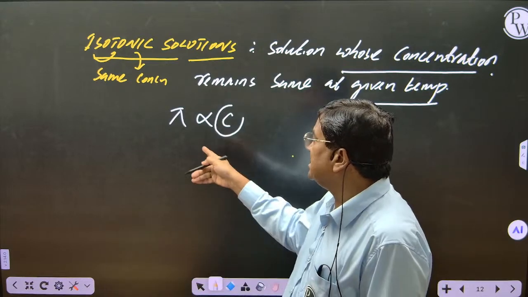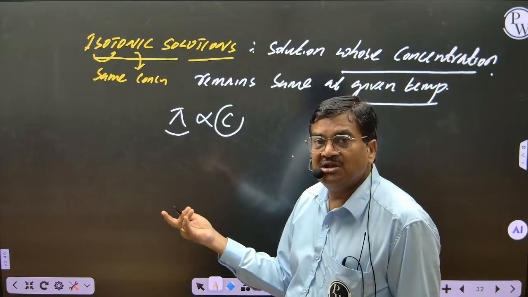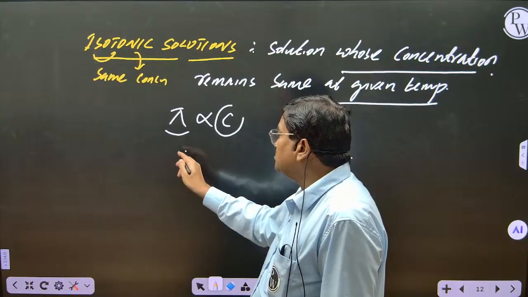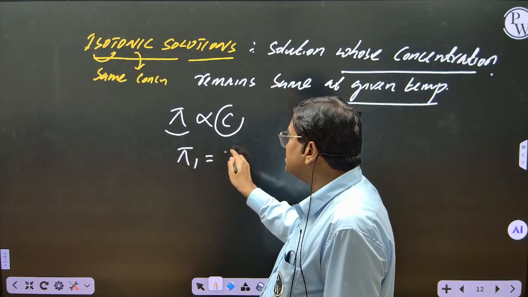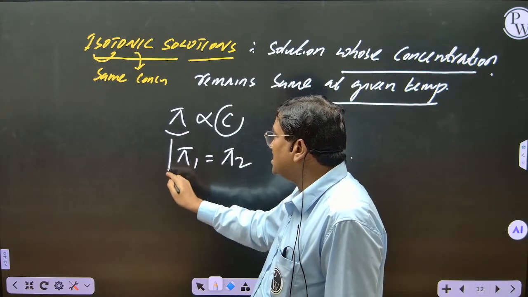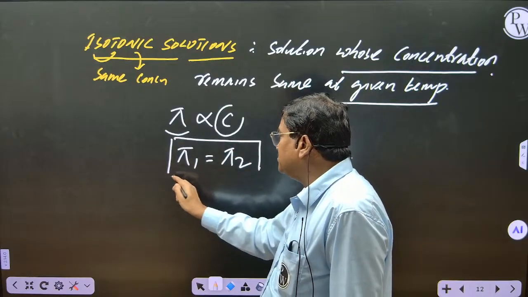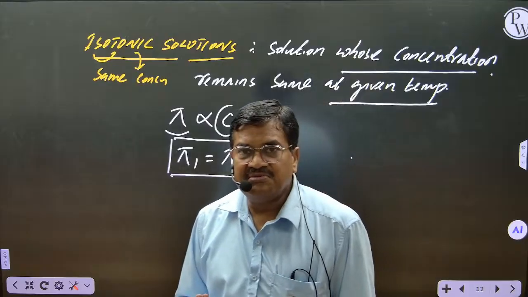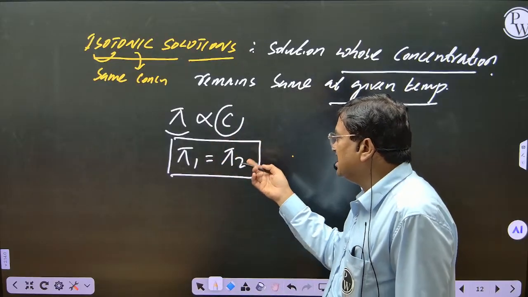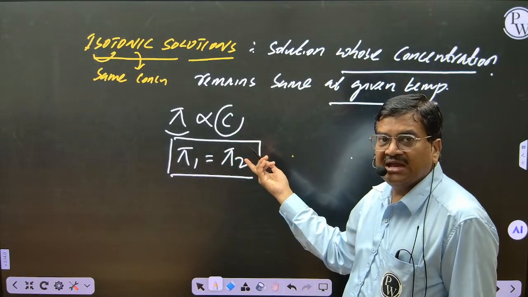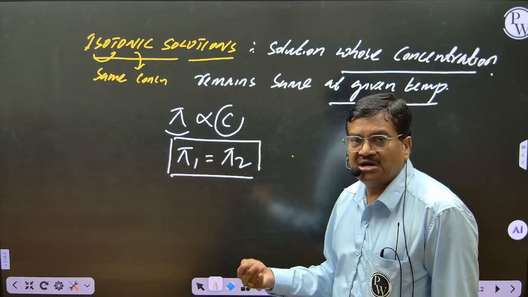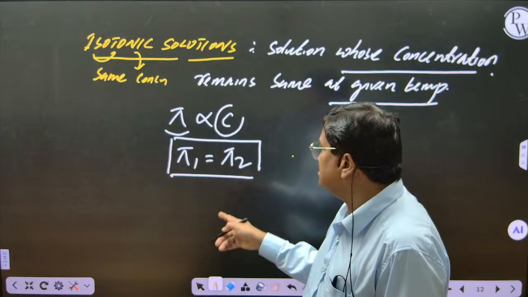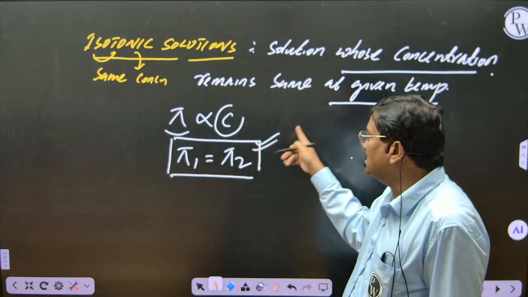So can I say the osmotic pressure of the solutions will also remain the same or not? Hence, for two solutions, the osmotic pressures can also be equal, correct? Are you getting my point? As concentrations are the same, and osmotic pressure is directly proportional to concentration, the osmotic pressure of the two solutions will also remain the same, no? So this is the relation for an isotonic solution.